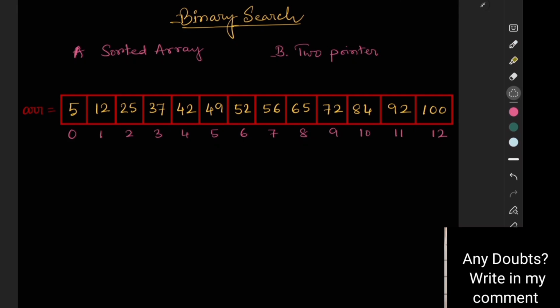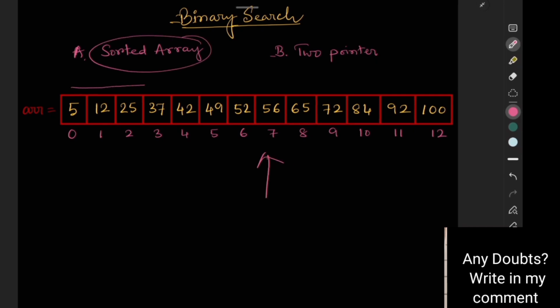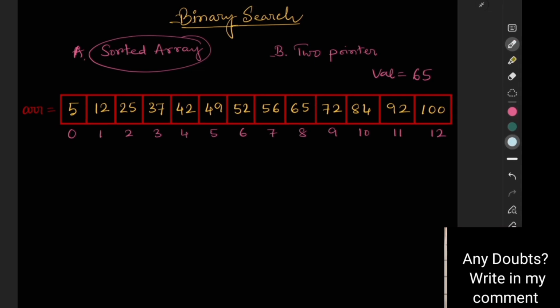Okay. So here in this binary search, the first condition is there should be a sorted array. Here in this example, you can see that all the values are present in a sorted order, basically in ascending order, right? So here from this array, if I want to search an element like 65, then what should I do? I have to find the middle index for getting the middle element. Okay. So how can I get the middle index?